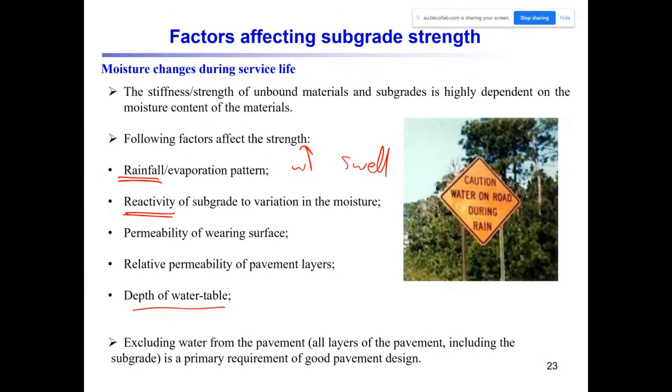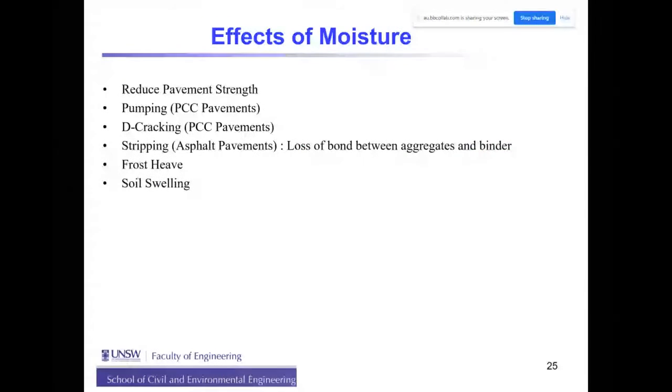And the best solution to overcome these problems is to provide a good drainage condition. So you need to exclude water. When you exclude water, you are increasing the value of the strength of the soil. And what will happen if we have this moisture? This moisture can cause the failure, different modes of failure in the road. And here you can see some of the examples.